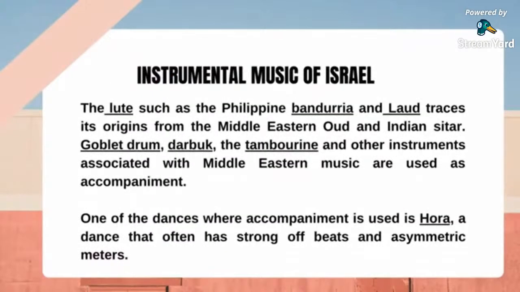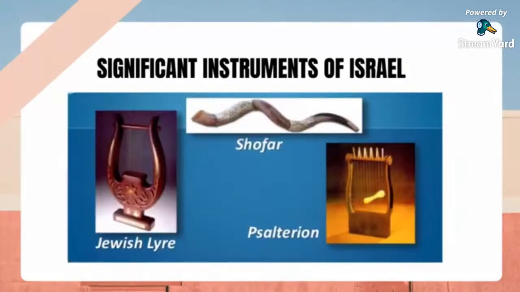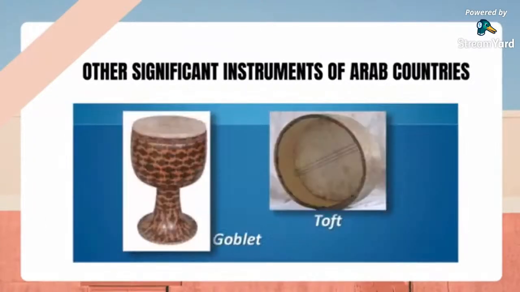Instrumental music of Israel. The lute such as the Philippine Bandurria and Laud traces its origins from the Middle Eastern Oud and Indian sitar. Goblet drum, Darbuka, the tambourine and other instruments associated with Middle Eastern music are used as accompaniment. One of the dances where accompaniment is used is Hora. A dance that often has strong offbeats and asymmetric meters. Significant instruments of Israel. Other significant instruments of Arab countries.